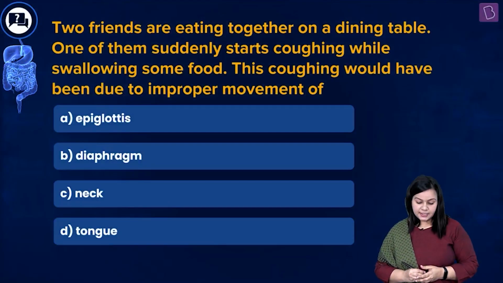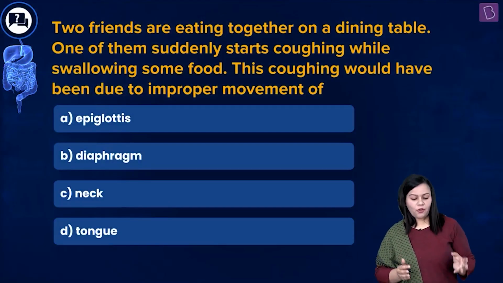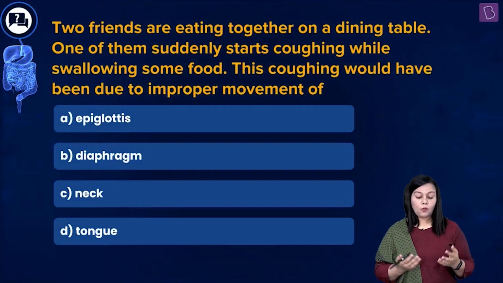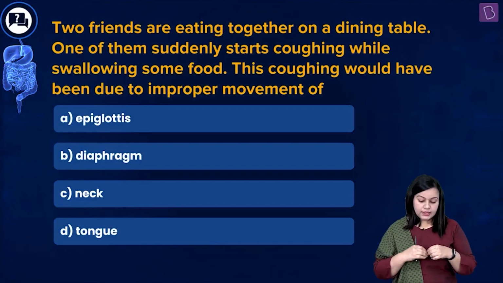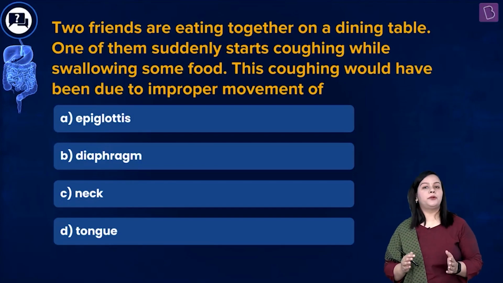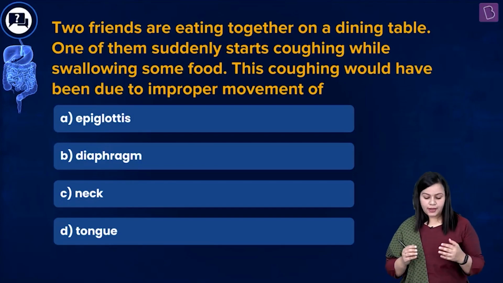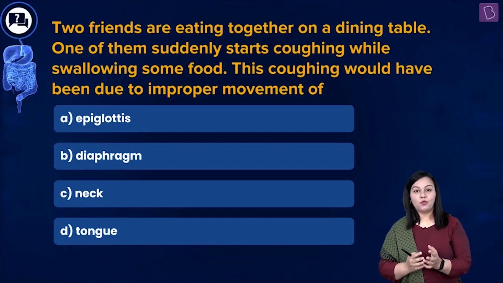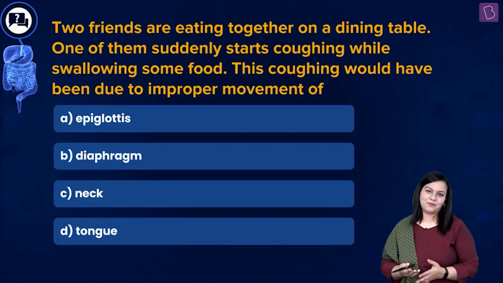Two friends are eating together on a dining table. One of them suddenly starts coughing while swallowing some food. This coughing would have been due to improper movement of, right? So I'm sure this might remind you of some scenario when you were doing the same thing.